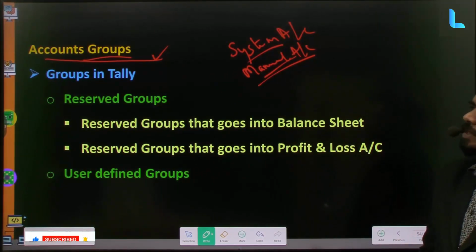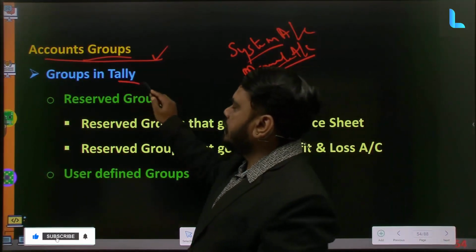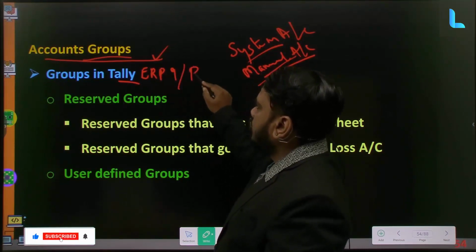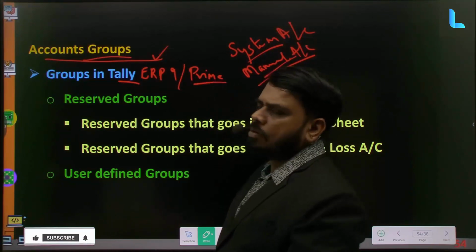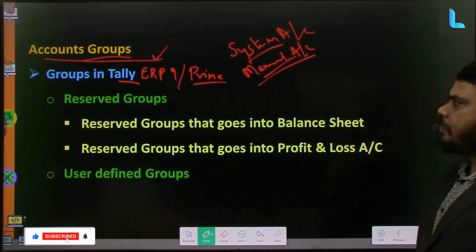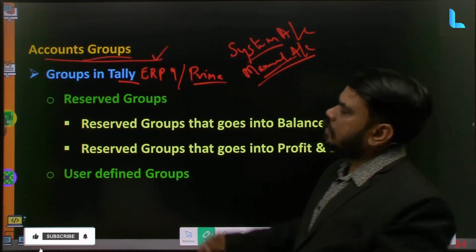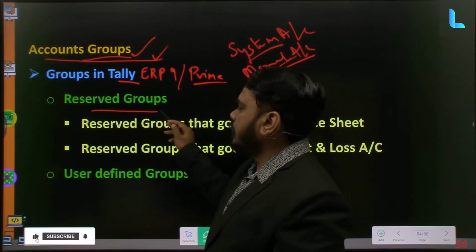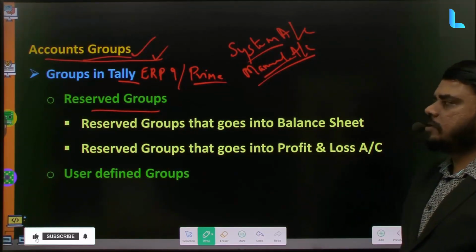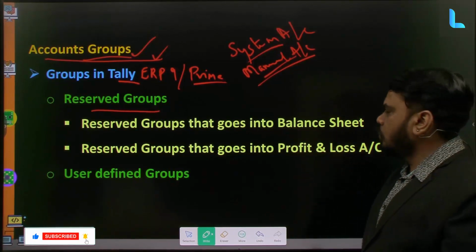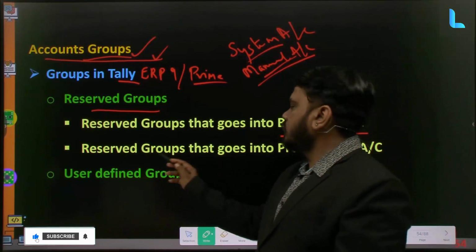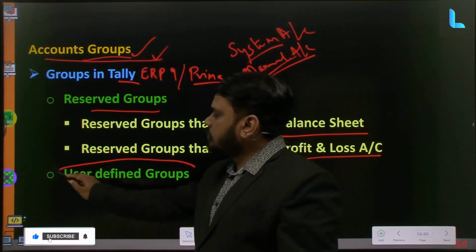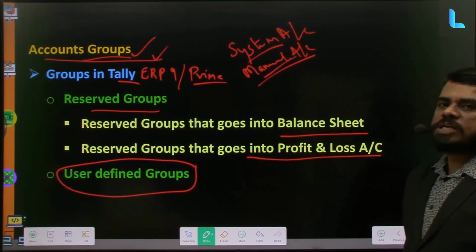When we talk of the system method, Tally comes into the picture. So Tally ERP 9 or Tally Prime or any older version or upcoming new versions. Whichever version of Tally you use for the system method of accounting, you need to have a clear picture of what account groups are. Under account groups, there are two types. One is called the reserved groups. Reserved groups are the groups that go into the balance sheet and the groups that go into the profit and loss account. Leaving these, the other type of account groups which we create are called user defined groups.